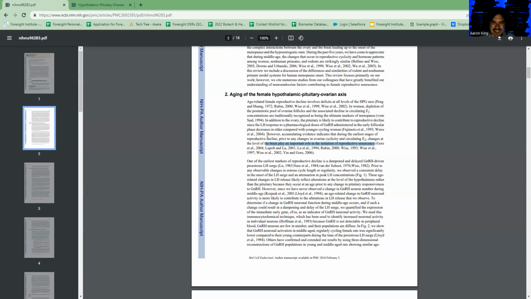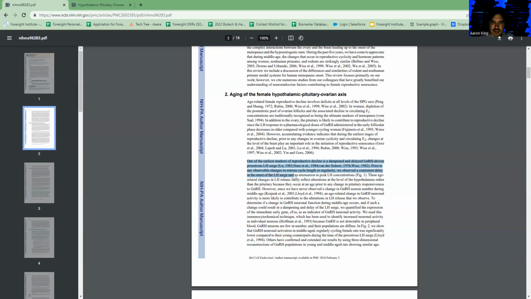I need to reread this. There's evidence of an early stage of reproductive decline prior to any changes in circulating hormone levels, involving the brain. Okay, so it's one of those markers. The LH first surge occurs prior to any observable changes in the estrous cycle.